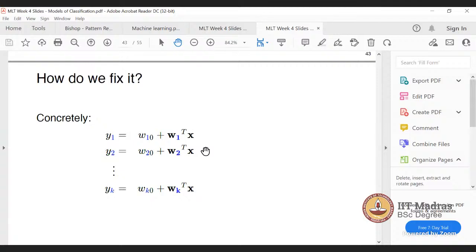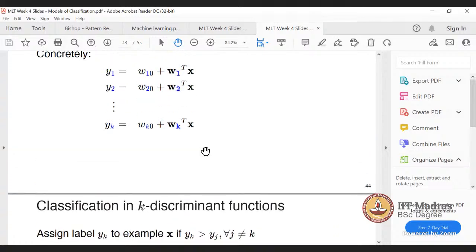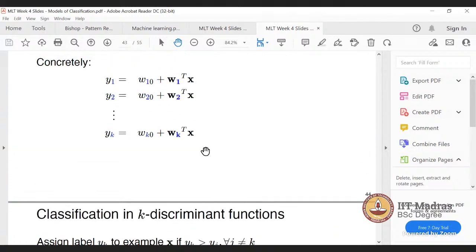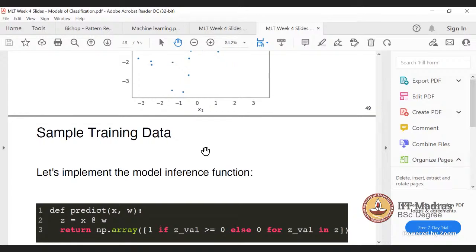Yeah. So here, if y_k is greater than y_j, then we will classify that x as class k, if it is greater than for all such i, j and k, right? So we just calculate these values, and for whichever index it is larger, we will classify that example to that class. Okay.